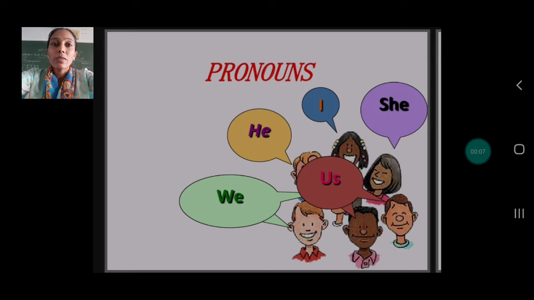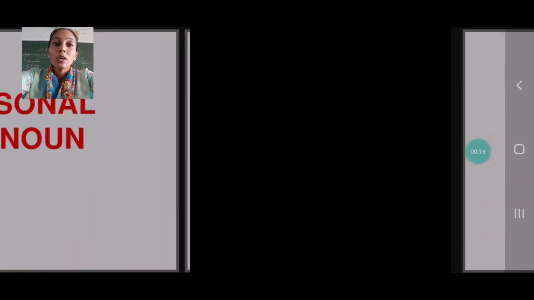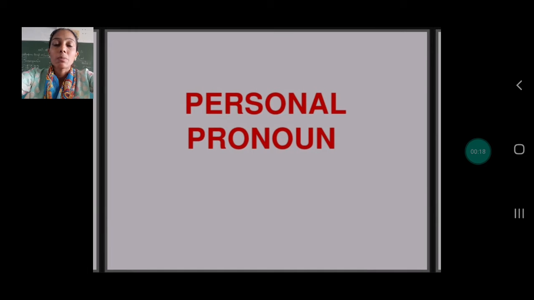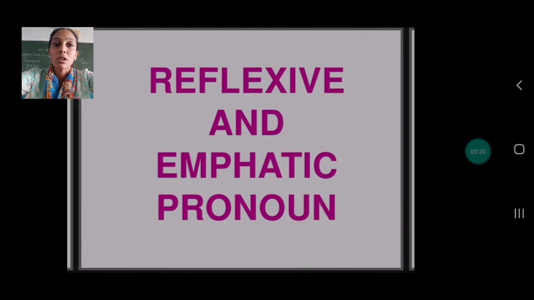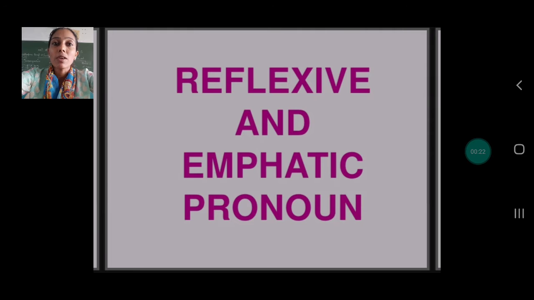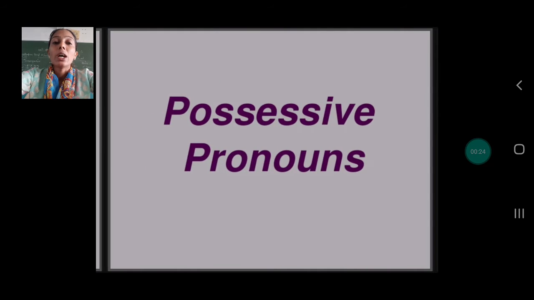So yesterday we had started with a new chapter from your English grammar textbook, chapter number 5, pronouns. And we also saw different kinds of pronouns. I explained to you about personal pronoun, reflexive and emphatic pronoun. And today we are going to see the third kind of pronoun, that is possessive pronoun.